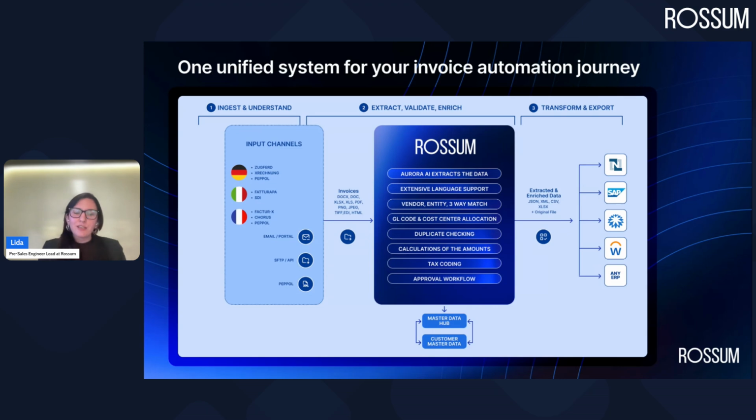But of course, just capturing the data and transforming it to a downstream system is not enough. You also need to be able to validate this data in the AP process, because you need to make sure the amounts are in place, are correct. You need to code the invoice. You need to make sure there are no duplicates being sent. So in this case, Rossum, as one solution, will help you with all of this. And I will switch now to show you exactly how we can do it. So Alban, over to me.